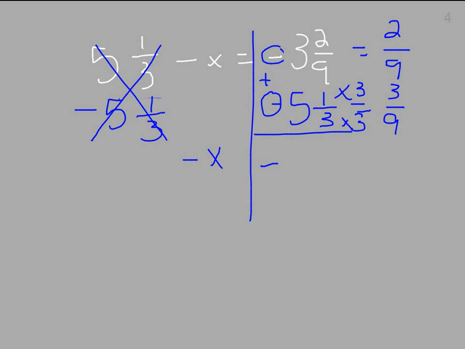So we don't have to subtract. We're going to just add. 2 plus 3 is 5, right? 5/9. And then 3 plus 5 is 8. Okay? So now we have negative x equals negative 8 and 5/9.